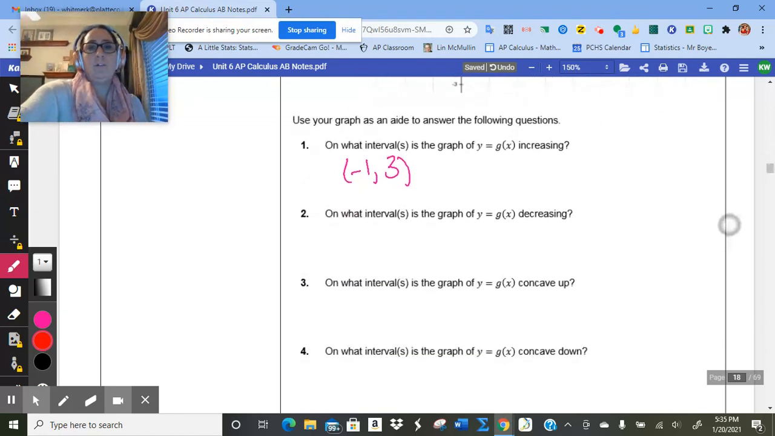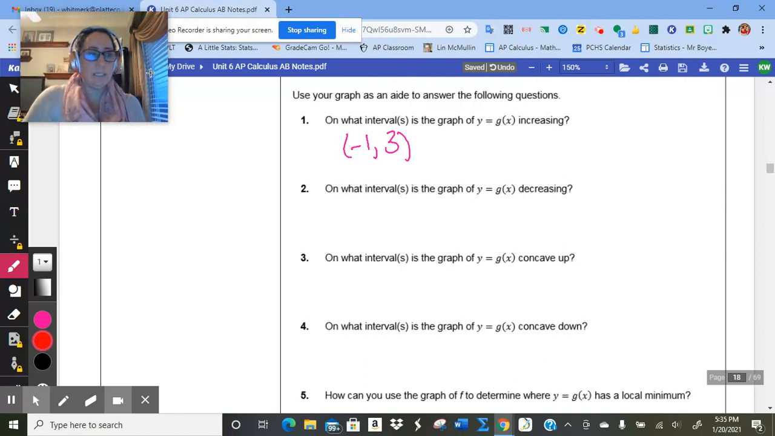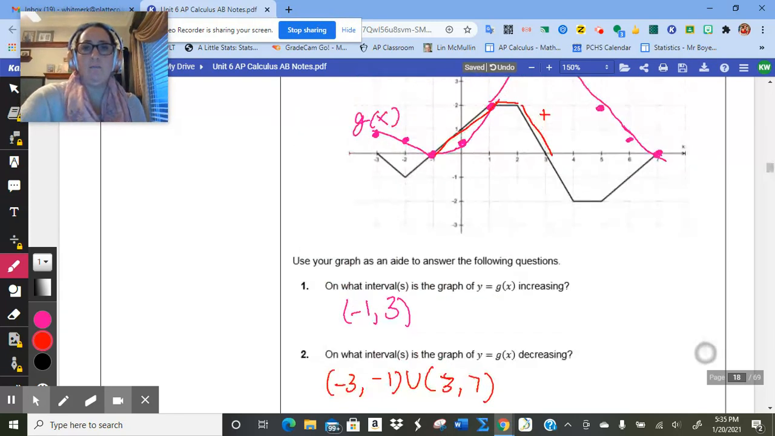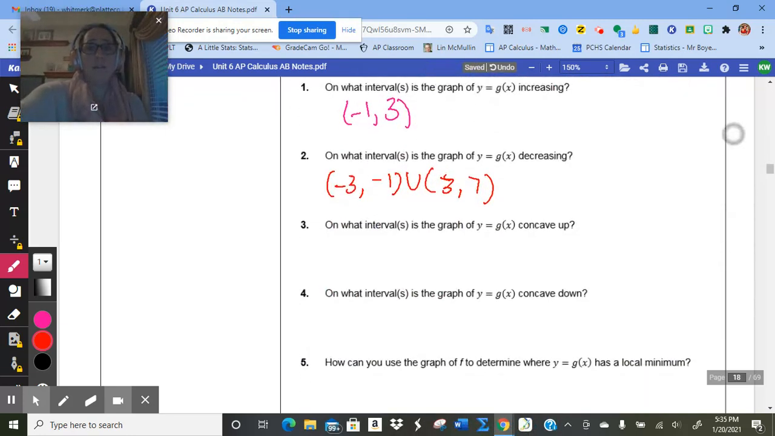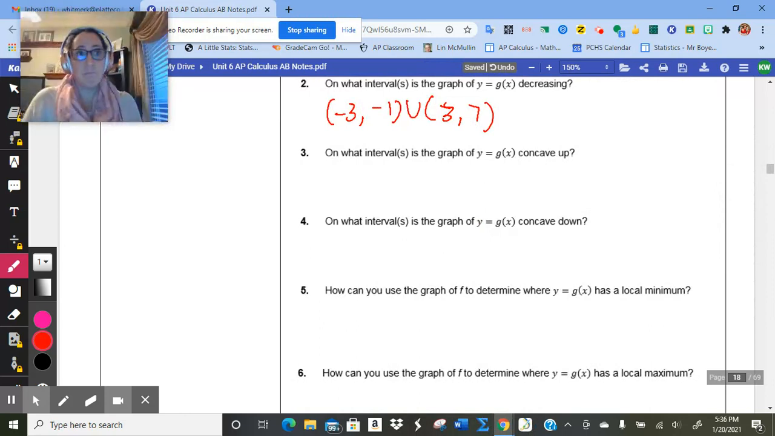So on what intervals is the graph of g of x decreasing? See if you get the same as me. I am going to say -3 to -1, decreasing, union that with 3 to 7. And I could see that that would be the case because that's where f of t is below the x-axis, aka where the derivative is negative.